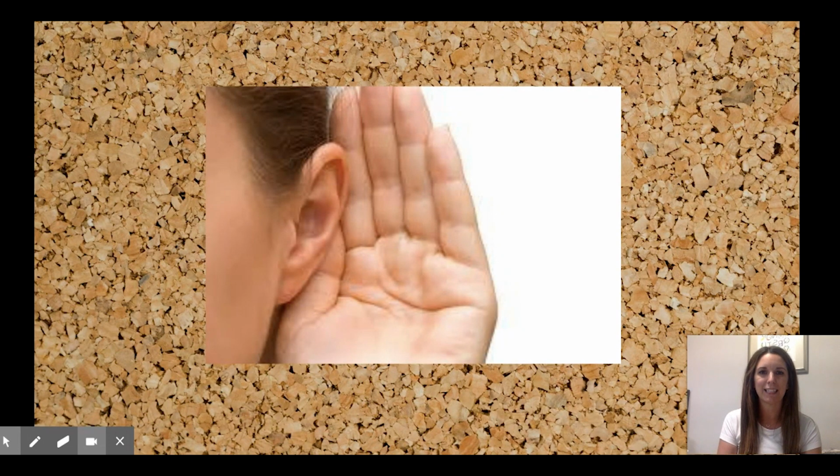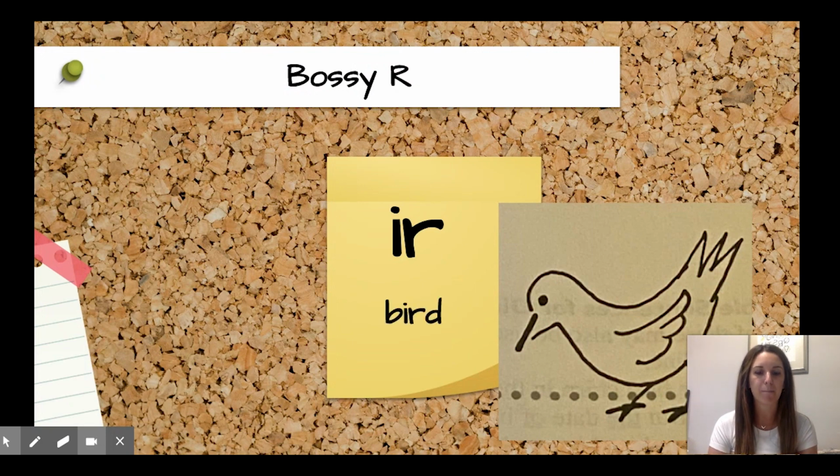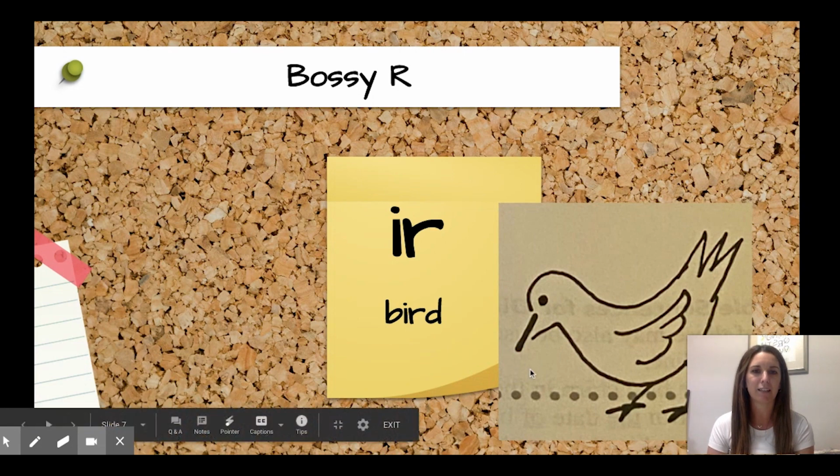Listen to this sentence. What sound do you hear that's the same in each of the words? Shirley's birds chirp first. Did you hear the R sound again in each of those words? You're right. This is the second most commonly used of the three R sounds. The IR, as in bird, has a dotted I, just like a bird has a dotted I too.